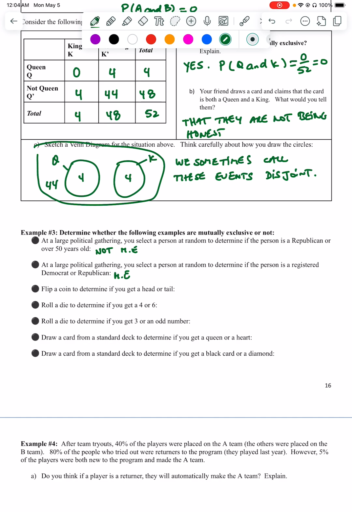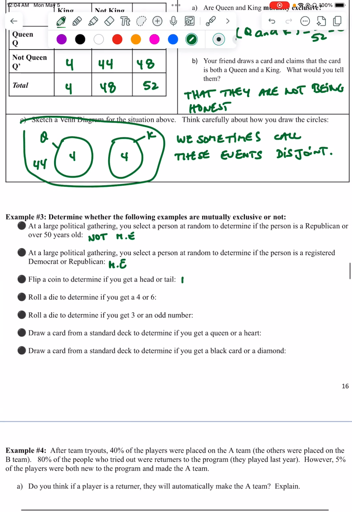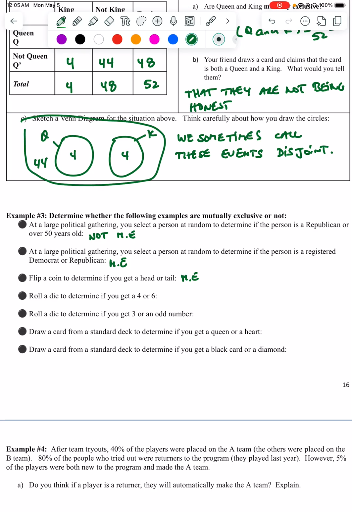Now flip a coin to determine if you get a heads or tail. That's mutually exclusive because you cannot get a head and tail at the same time. Roll a die to determine if you get a 4 or a 6. That's also mutually exclusive, right? Because 4 and 6 cannot happen at the same time. Roll a die to determine if you get a 3 or an odd number. That is not mutually exclusive because 3 itself is an odd number.